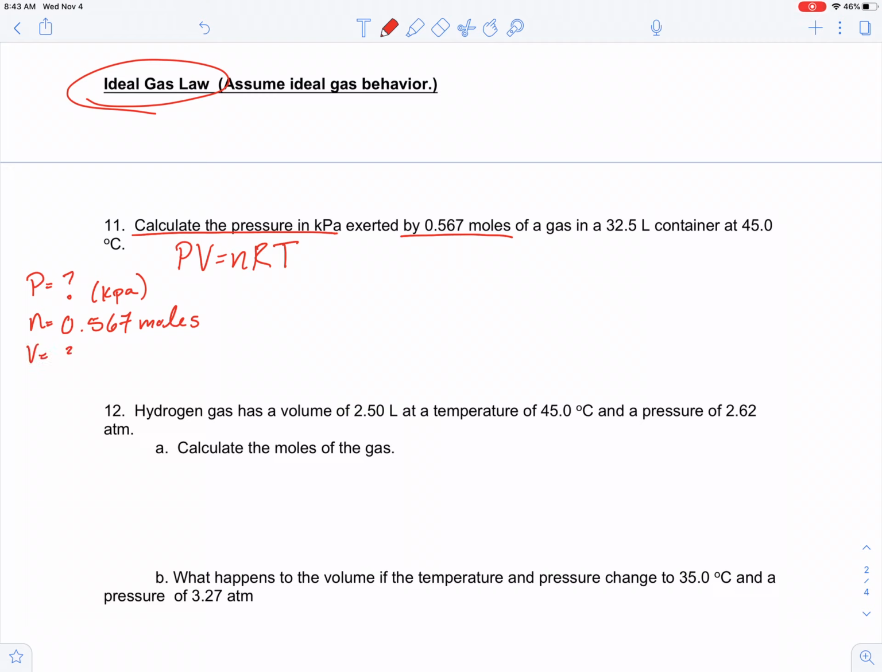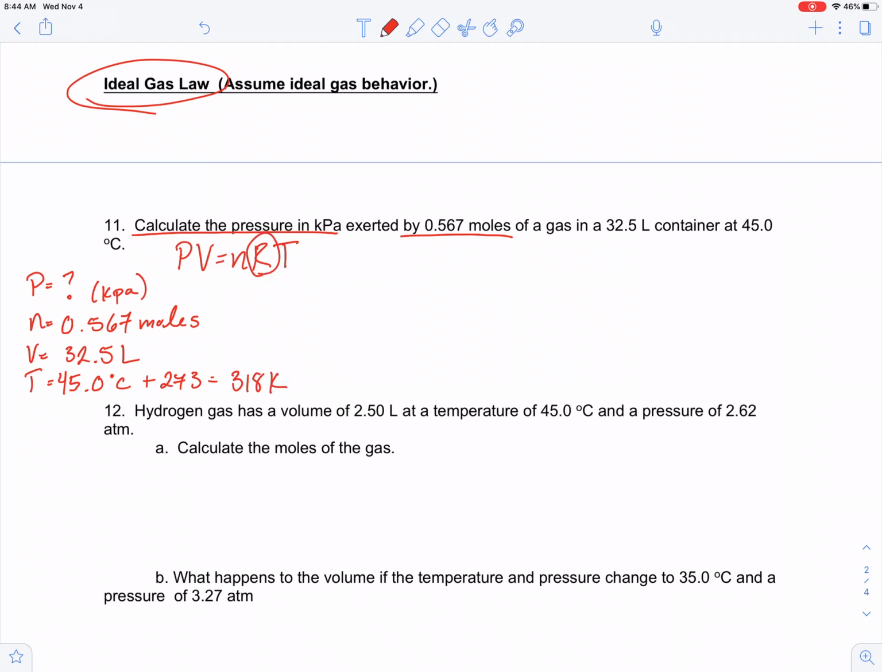The volume is 32.5 liters, and my temperature is 45.0 degrees Celsius. And again, I'm going to convert that to Kelvin because in all of our gas law equations, we convert into Kelvin. So I'm just going to do that really quickly, and I come out to 318 Kelvin. So those are all my givens.